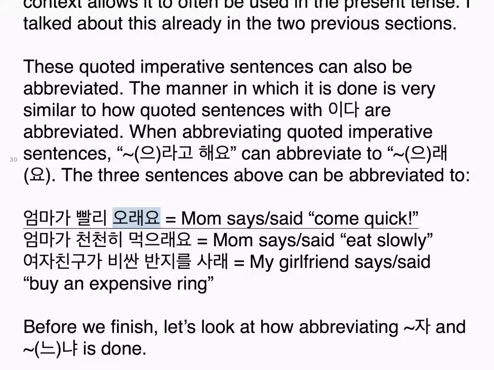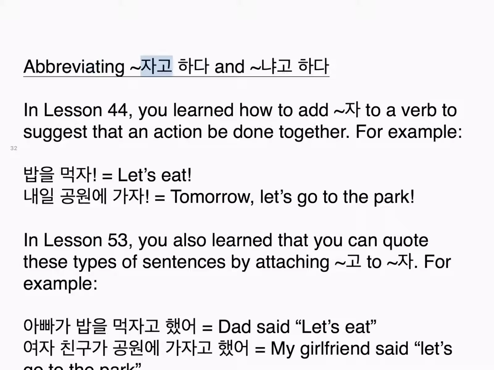엄마가 빨리 오래요. Mom said come quick. 엄마가 천천히 먹으래요. Mom said eat slowly. 여자친구가 비싼 반지를 사래. My girlfriend said buy an expensive ring. Before we finish, let's look at how abbreviating 자고 and 느냐고 is done. Abbreviating 자고 하다 and 냐고 하다.